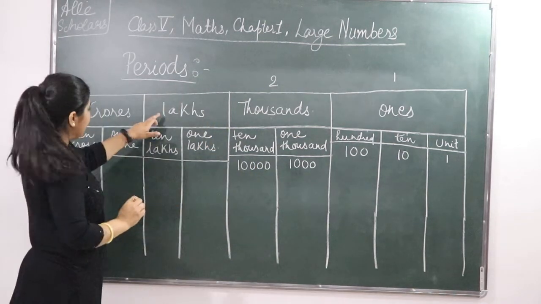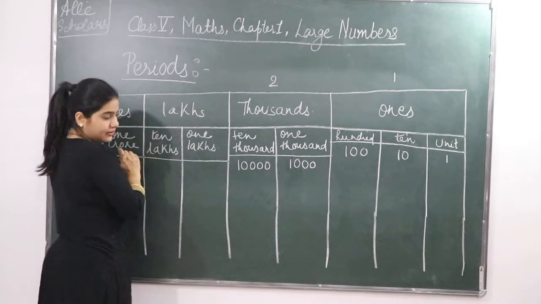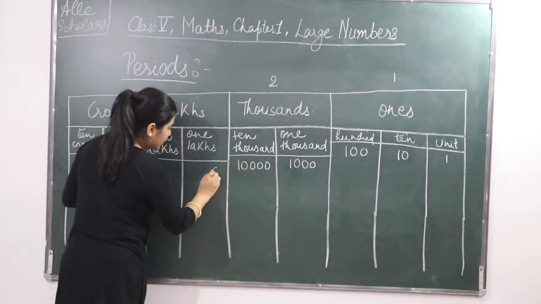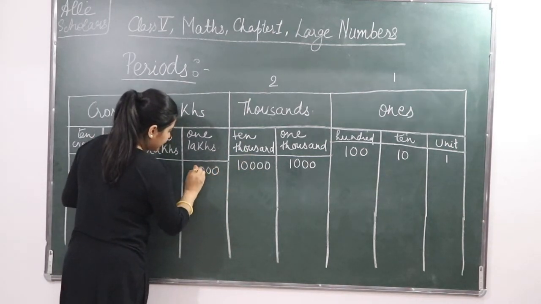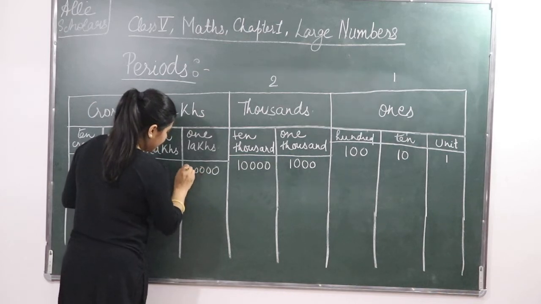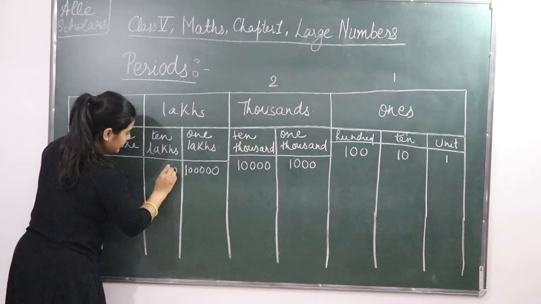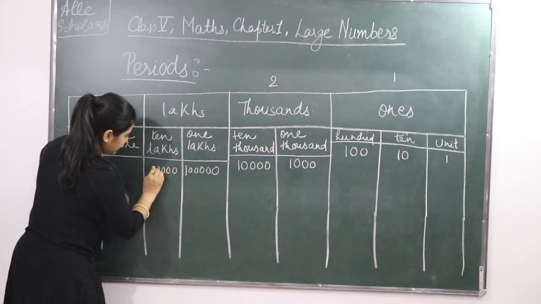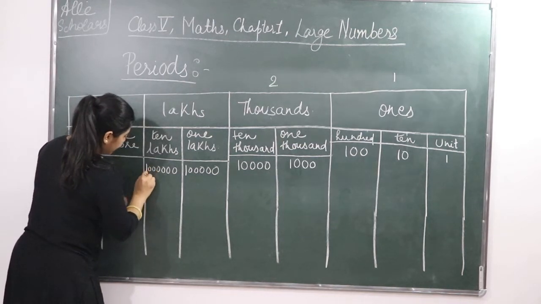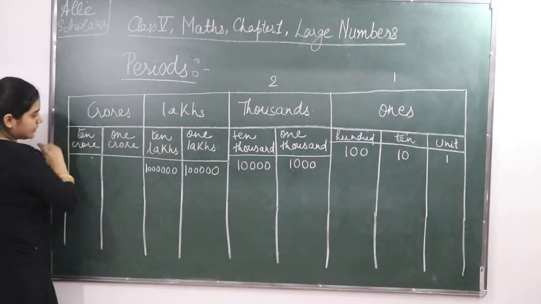Fine? Lakh. 1 lakh will be right. So unit, 10, 100, 1,000, 10,000 and lakh. Similarly, we will write 10 lakh, unit, 10, 100, 1,000, 10,000, lakh and 10 lakh. Next comes crore.